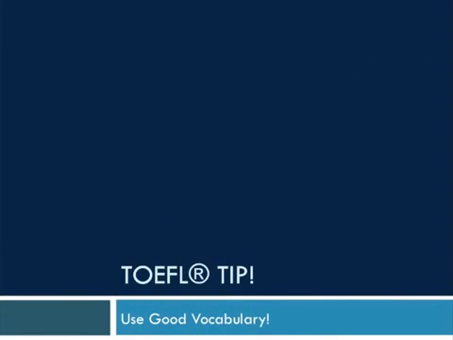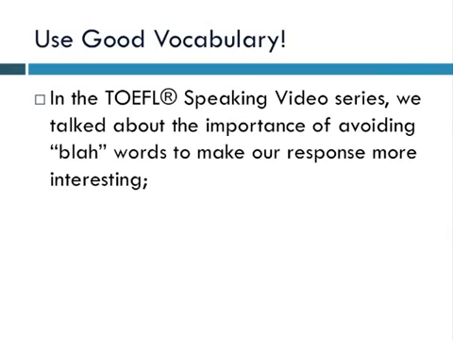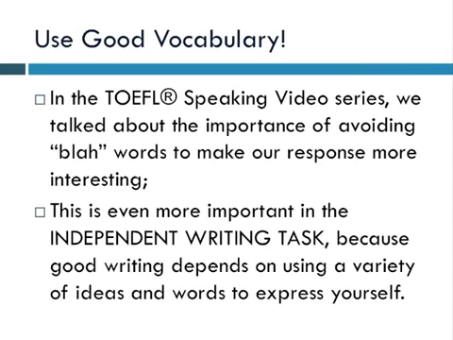Now this brings us to a very important point, something we discussed in the speaking section as well, and that is the importance of using good vocabulary. We talked about the importance of avoiding those words we called the blah words. Remember, blah words were words that were not very interesting or too general. But I think this is even more important in the independent writing task, because really good writing does depend on using a variety of ideas and words to express yourself. I mean, truly, you're going to be expressing yourself in a much bigger way than you did in the speaking section.